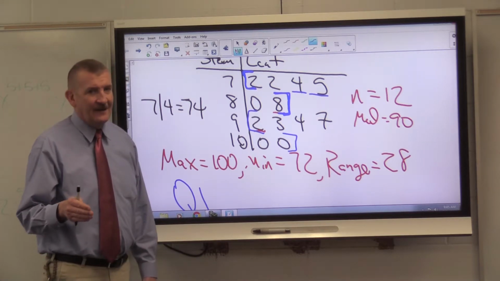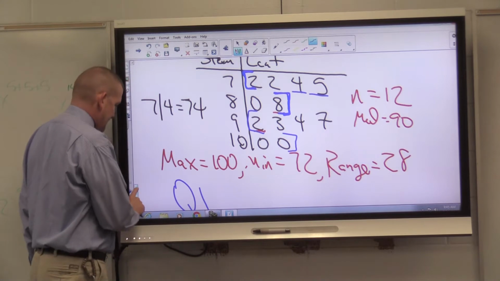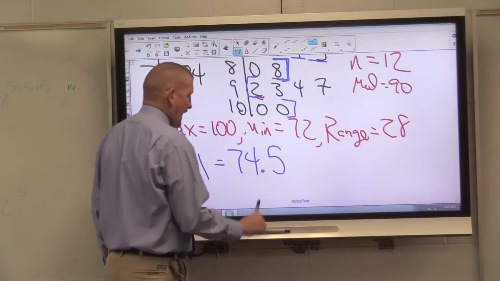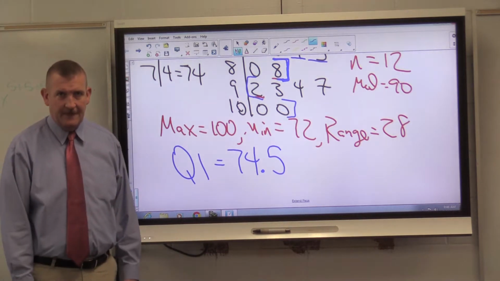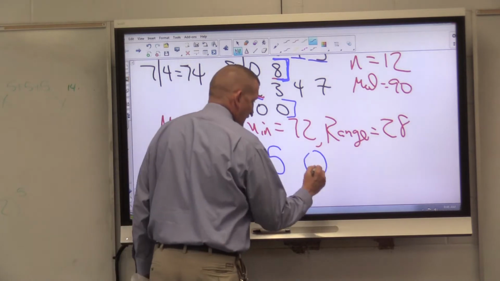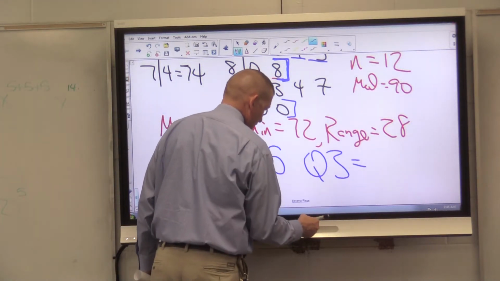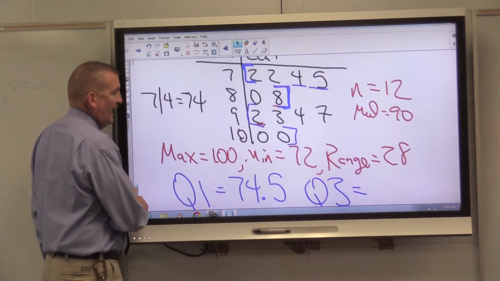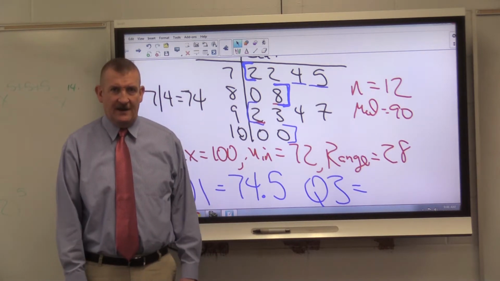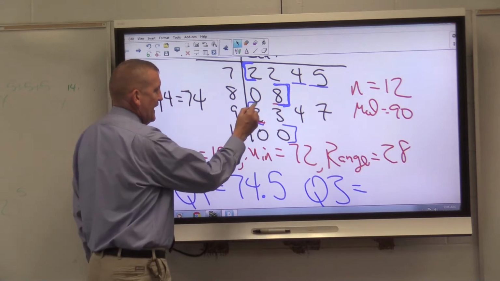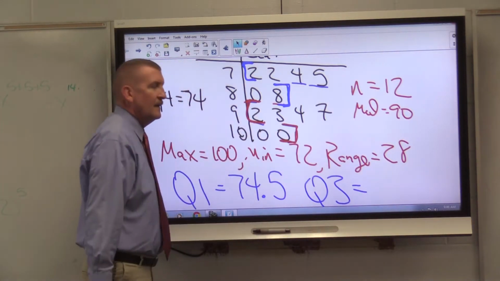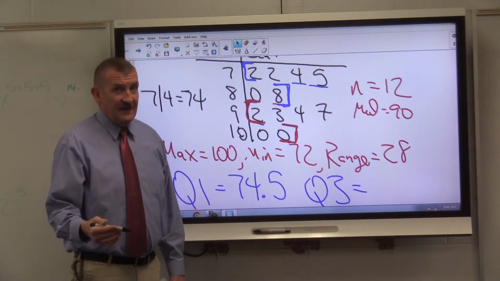Well, you don't need a calculator to take the average of 74 and 75. You better understand that the lower quartile is 74.5. Okay? Now I'm ready to find my third quartile. Well, my third quartile is going to be, again, the median of the upper 50% of your data. Well, here's my upper 50% of my data. Okay? There's 6 numbers in that.